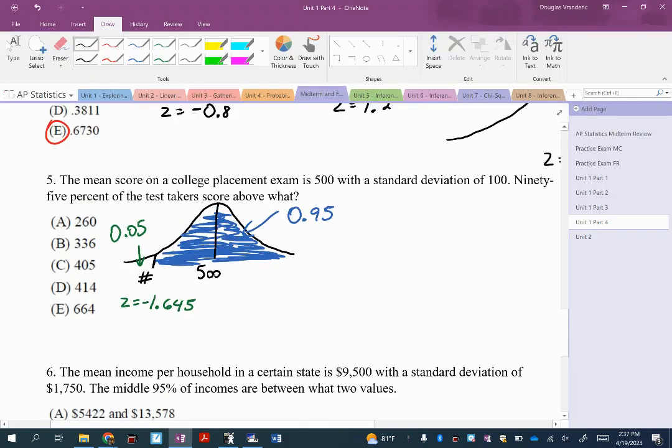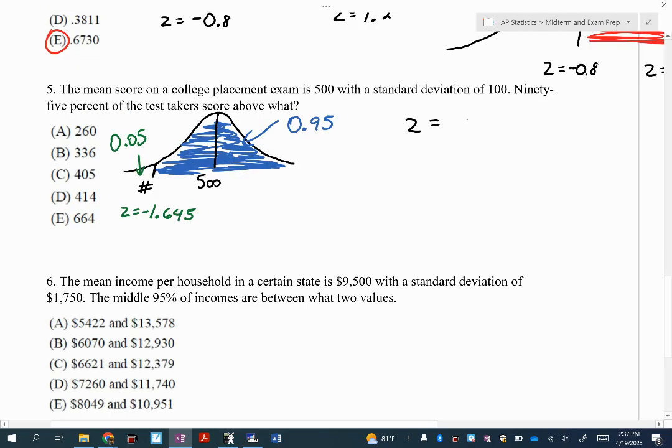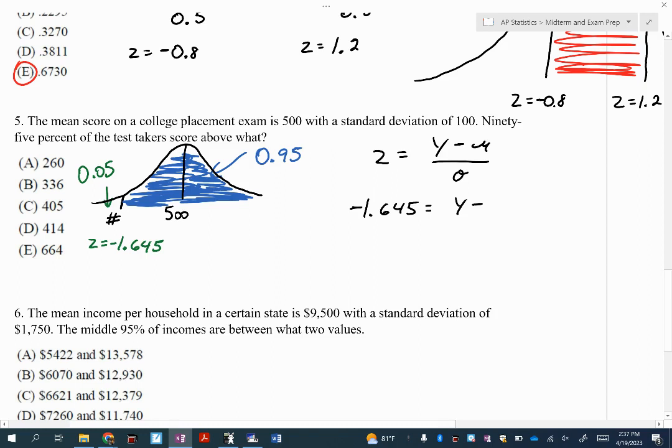Okay, so go ahead and put down your formula. So z equals y minus mu over sigma. We know the z-score. We don't know the data value. That y, you guys know I like to use y, you can use x. We don't know y, we're trying to find it. Minus the mean of 500 over the standard deviation of 100. So now it becomes an algebra problem. Can you isolate for y?